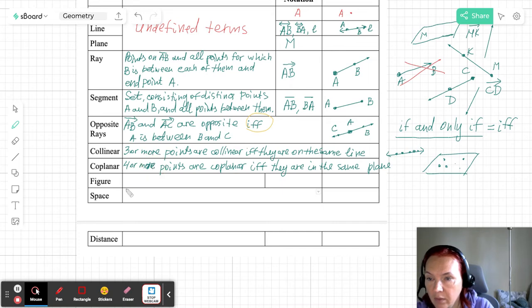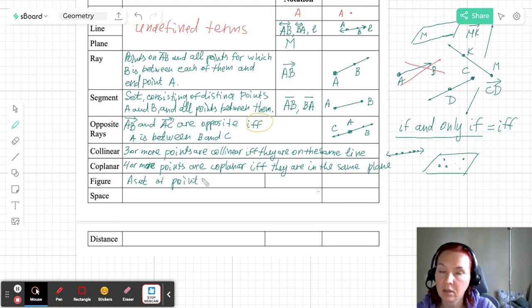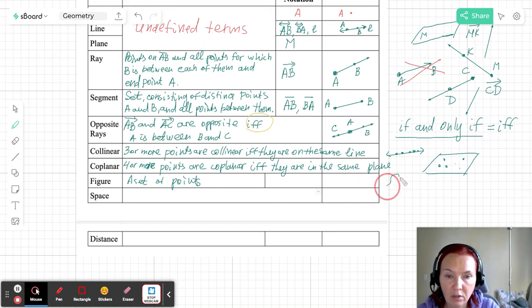They are coplanar if they are in the same plane. This one says more. Figure. Figure is a set of points. Very simple definition. If you have points placed together, a set of points is a figure. We will be talking specifically about triangles, quadrilaterals, some special figures, but your figure can be like a blob, right? It's a figure. It's a set of points.